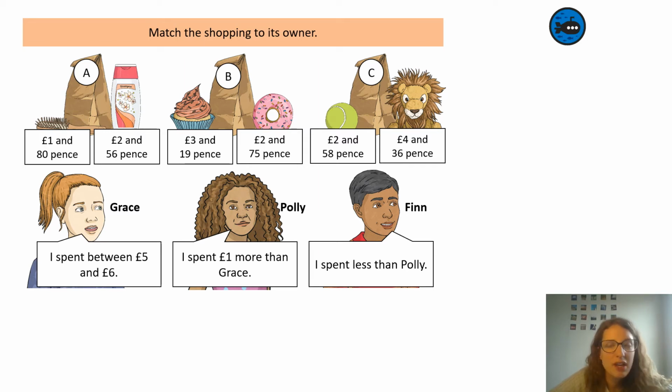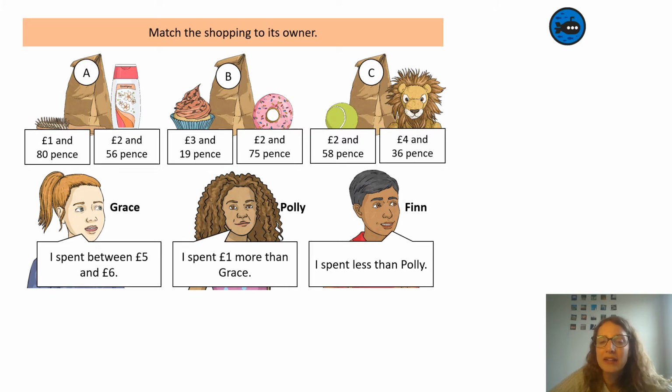Okay, so they're giving us clues. So now we know the total amounts, we can use those clues to help us. So Grace says she's spent between £5 and £6. Polly has spent £1 more than Grace.